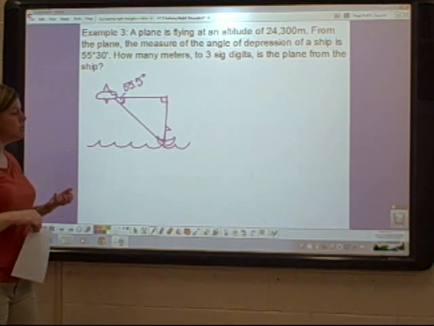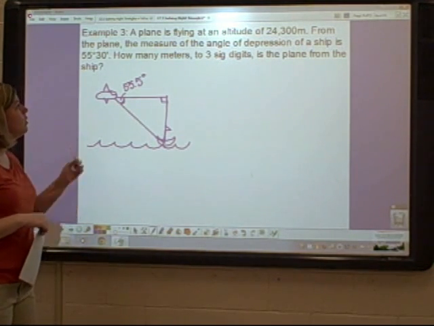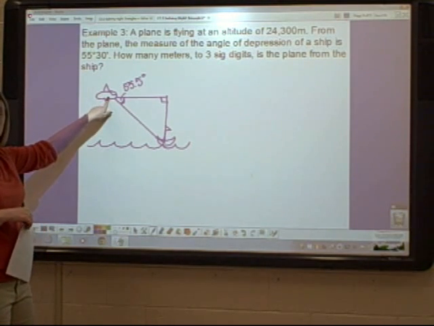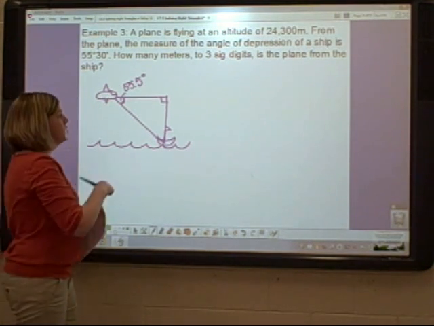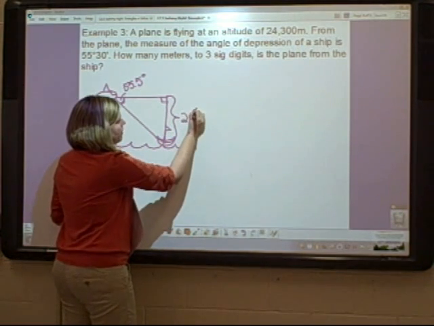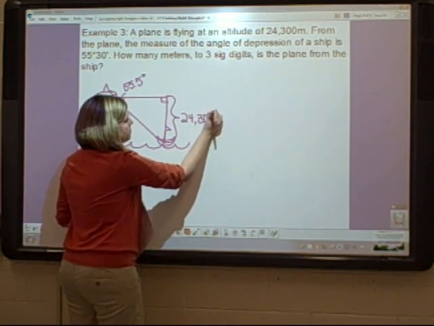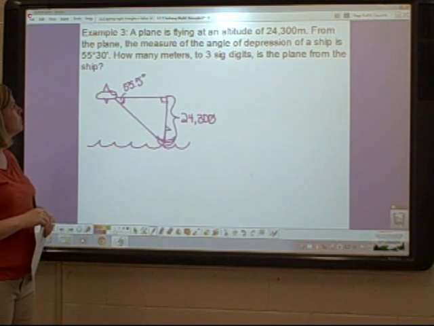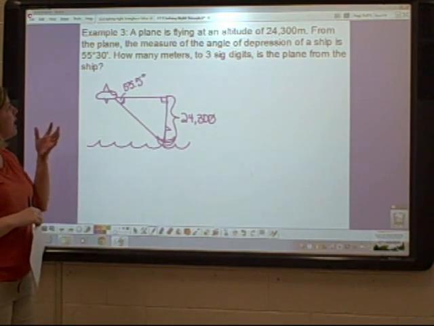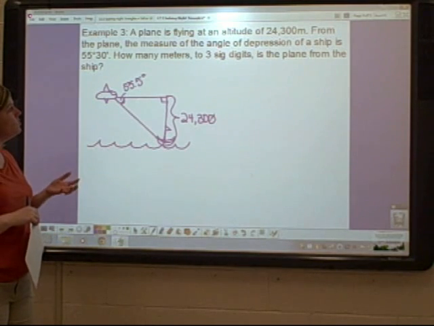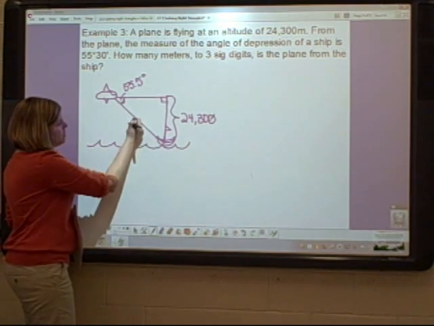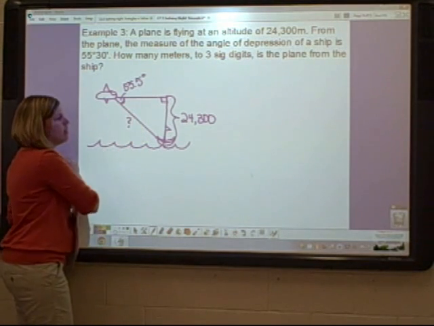And let's go ahead and put in what else we know. We also know the altitude that the plane is flying at is 24,300 meters. So that means this side of our triangle is 24,300 meters. The unknown says how many meters to 3 significant digits is the plane from the ship. So from the plane to the ship, this is our unknown.